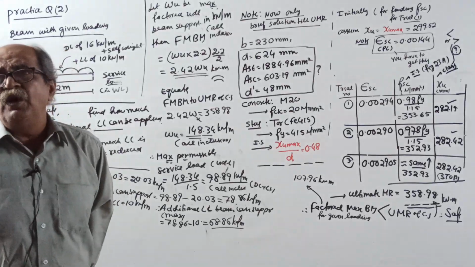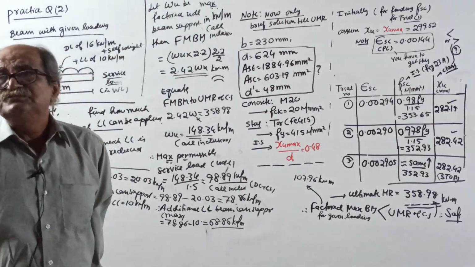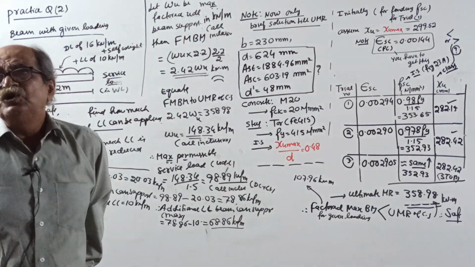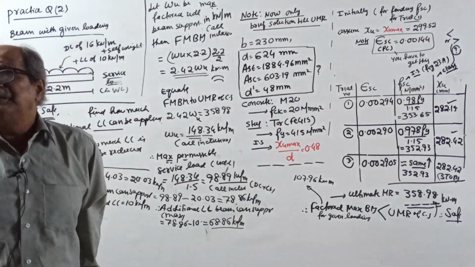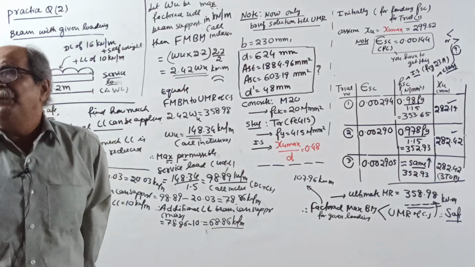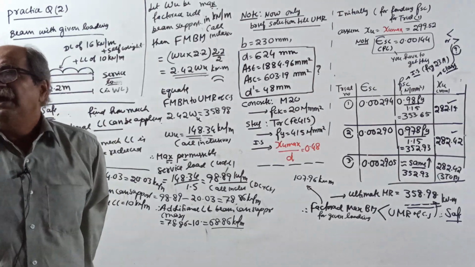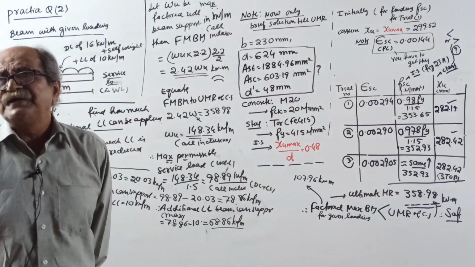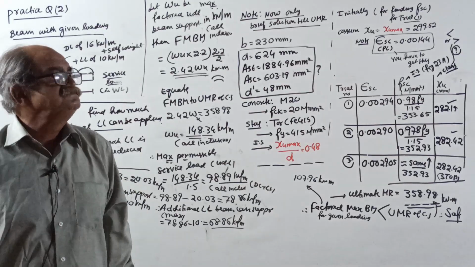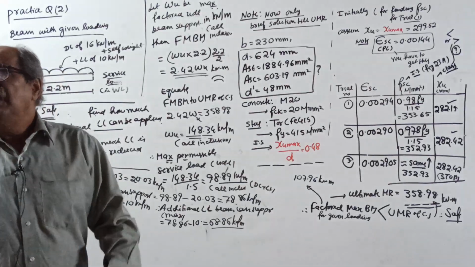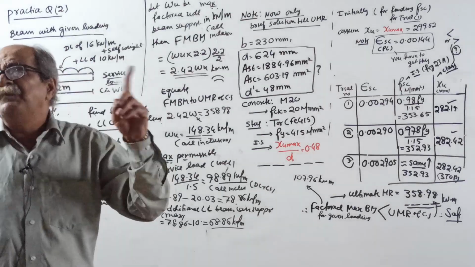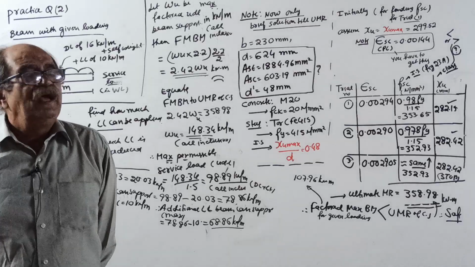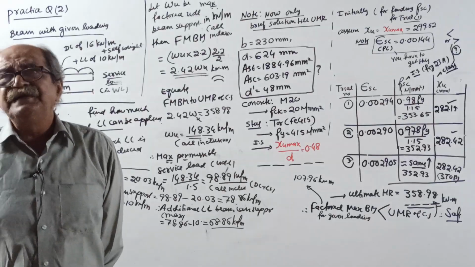Now I will start uploading new parts. One of them is a design oriented class: how to find the area of tension steel required for a singly reinforced section, and how to find the area of tension steel and compression steel required for a doubly reinforced section by limit state method. One more I am uploading: design of shear reinforcement by limit state method. Then last uploading, analysis of T section, ultimate MR.